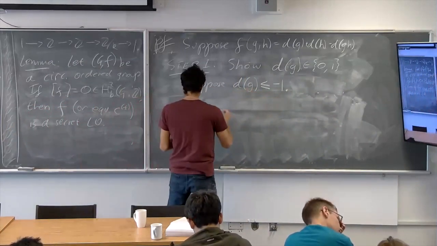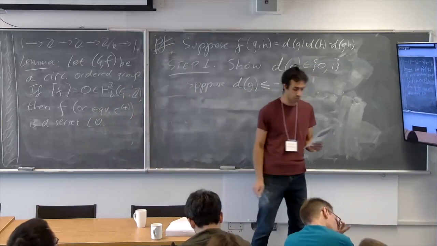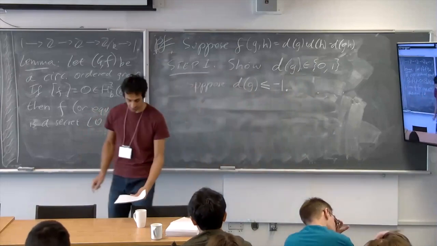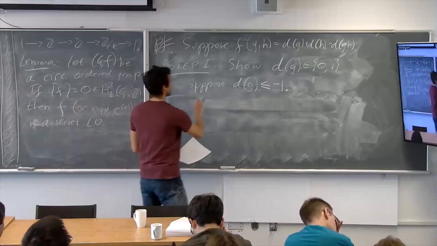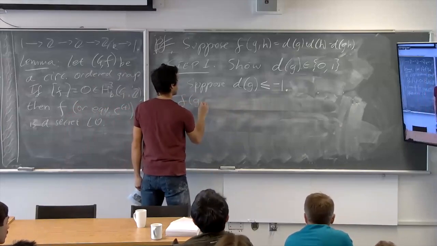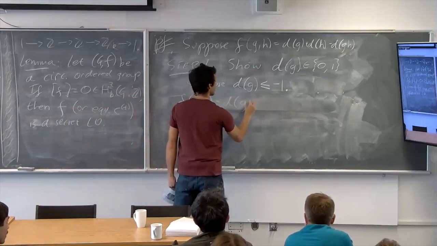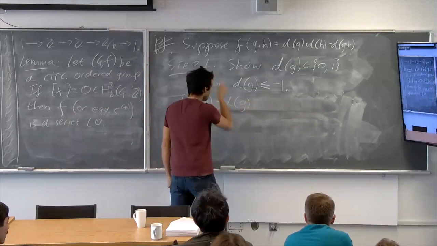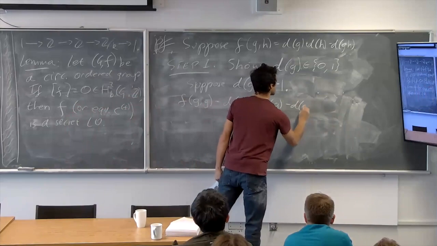Okay, let's see what the trick is. What have I written down here? It's just nonsense. Let's have a look. So f of g, g is equal to d of g minus d of g squared. Oh yeah, no, this is fine. Whew, that was close.